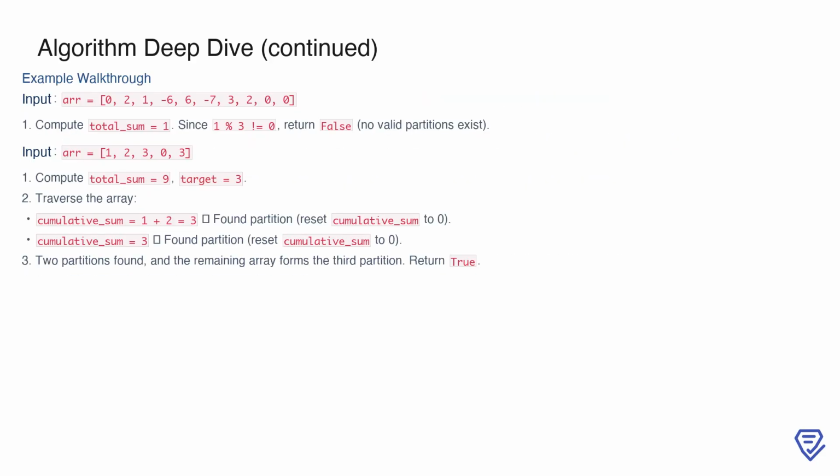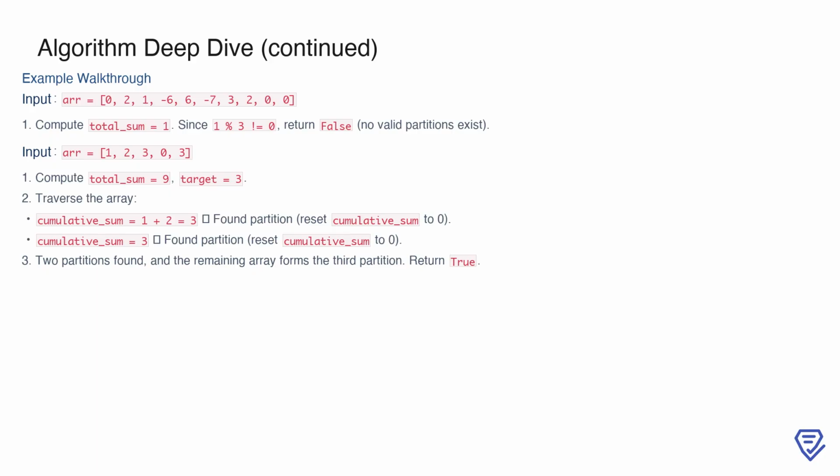Let's walk through a couple of examples to see the algorithm in action. For the input array 0, 2, 1, -6, 6, -7, 3, 2, 0, 0, the total sum is 1. Since 1 isn't divisible by 3, we immediately return false, as no valid partitions exist.